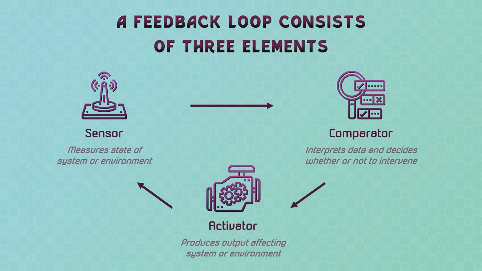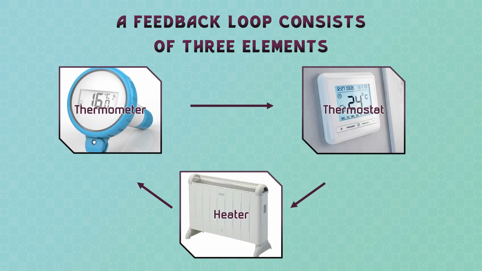Applied to the example of the thermostat that we talked about before, there's a thermometer that measures the temperature in your room. The thermostat is just a control unit that compares the data of the thermometer to the user-defined temperature and then decides whether or not heat has to be applied. So it's the comparator part in this feedback loop. And then the thermostat activates the heater, which produces hot air and affects the room temperature measured by the thermometer. So the heater would be the activator.